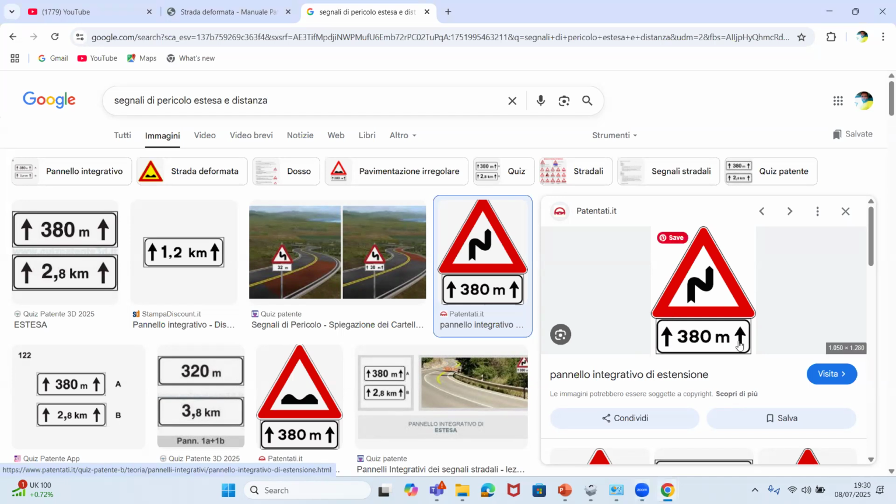Whenever you see two arrows going up, let me repeat again: estesa as a pannello integrativo is whenever you see two arrows going up. The arrow cannot go down. It only goes up. So when it is going up, it means estesa. And what is the meaning of estesa? Estesa simply means the length. The length of this Segnali Di Pericolo, for example, is 380 meters. Estesa is equal to length.